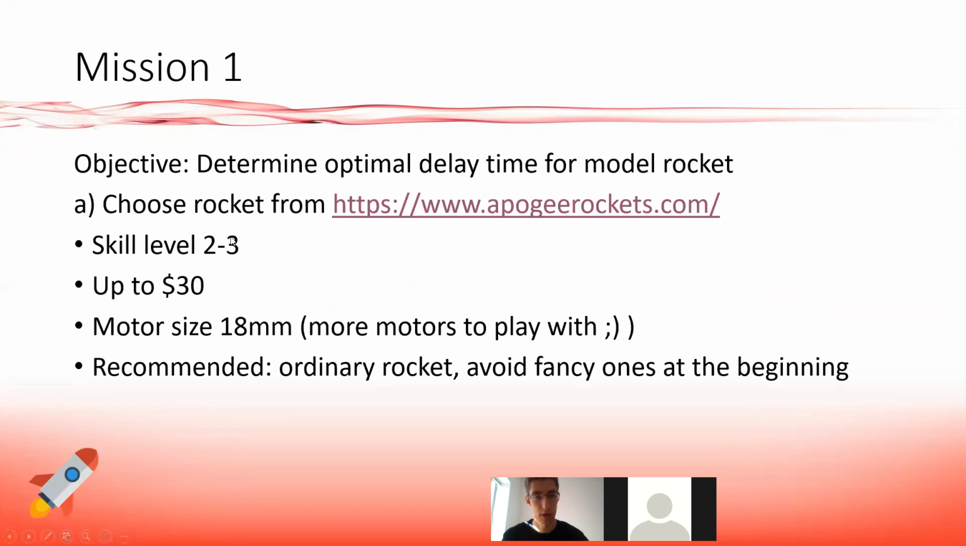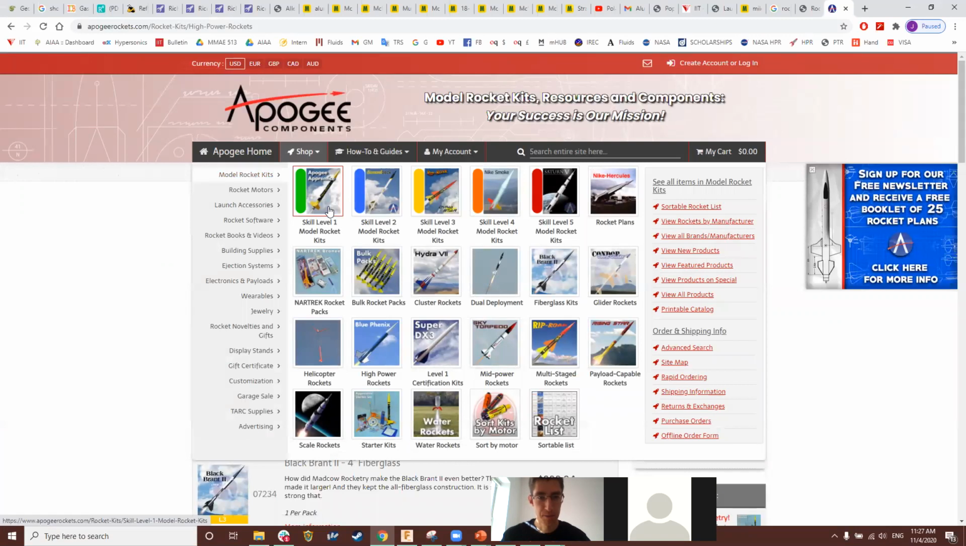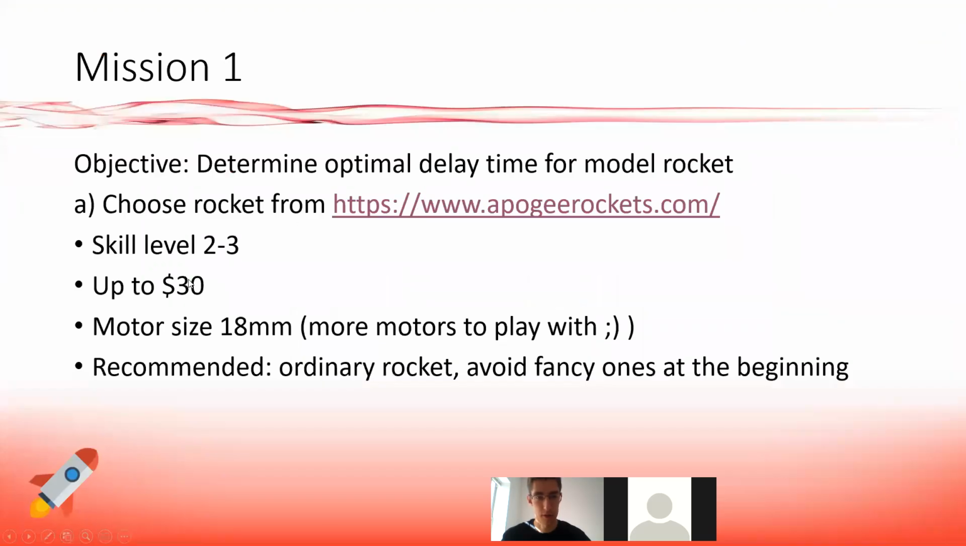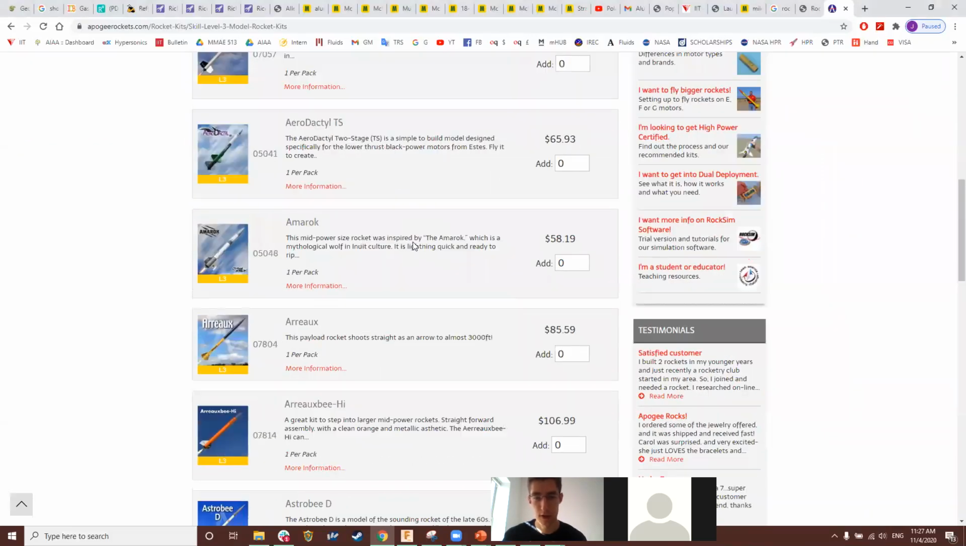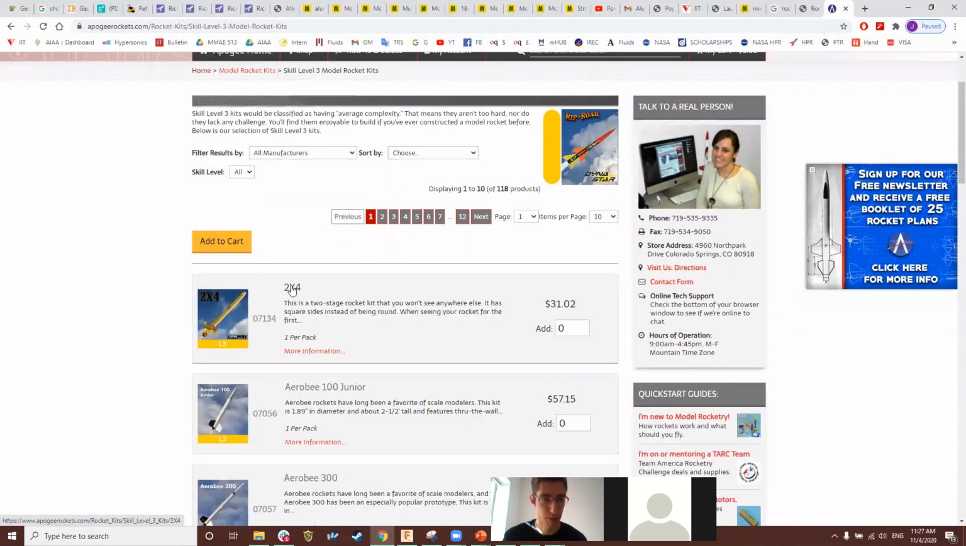Skill level 2 or 3. Okay, let's just stick to the instructions that I have in here. Let's go to maybe skill level 3. Just find some rocket for up to $30 if you want to keep it cheap. Let's pick maybe this one.